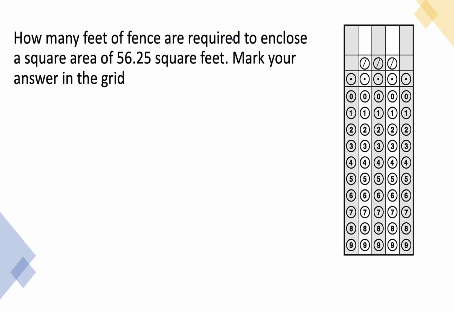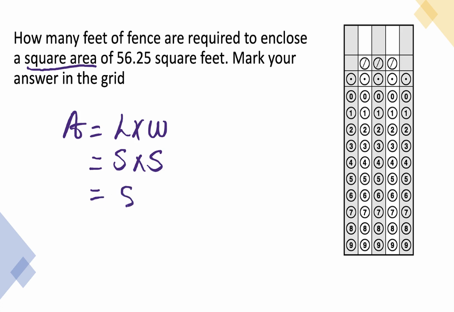How many feet of fence are required to enclose a square area of 56.25? So again, this is another geometry question. They give us some information. Square area. So the area that we're looking at is a square. Now, if you find the area of a square or rectangle, we know it's length times width. Now, because it's a square, it means all the sides are the same. So this will be s times s, which means that this is s squared. We know the square area is 56.25 equals s squared.